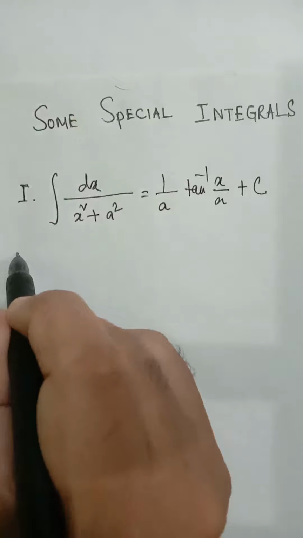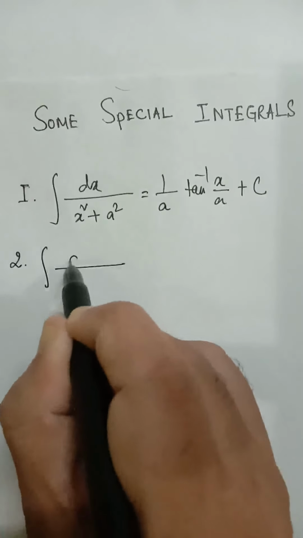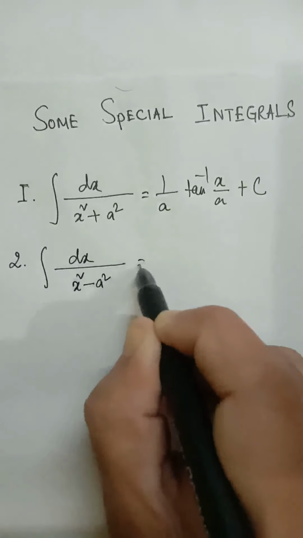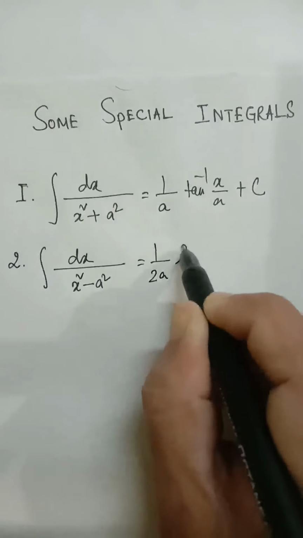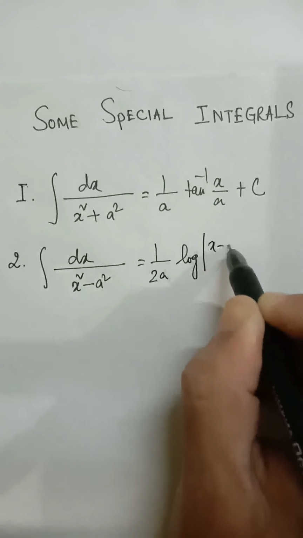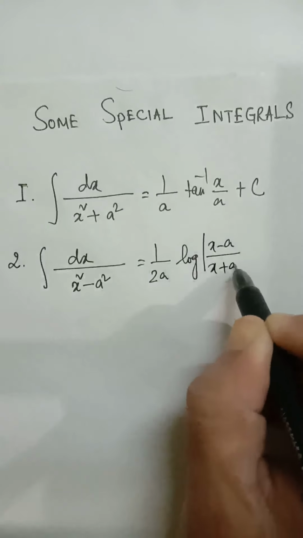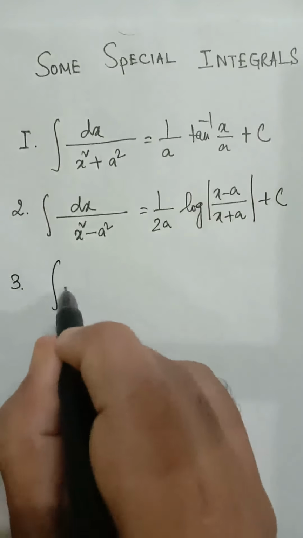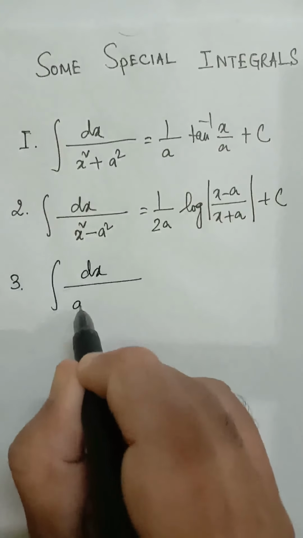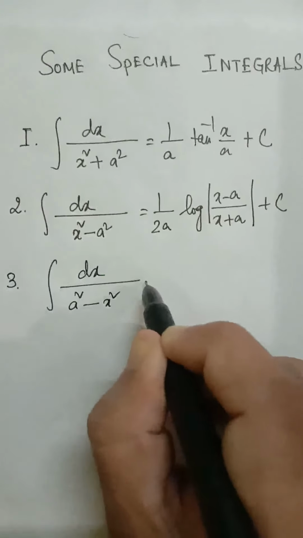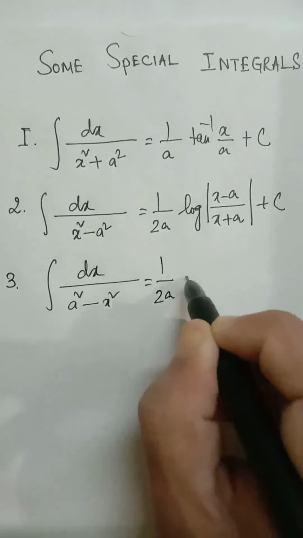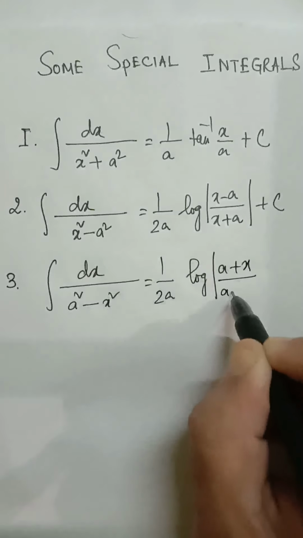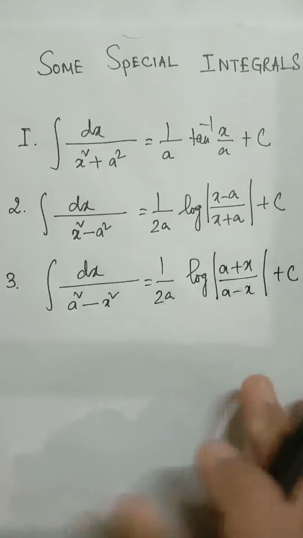Next, number 2: dx by x square minus a square is equal to 1 by 2a log of (x minus a) by (x plus a) plus c. Number 3: integration dx by a square minus x square is equal to 1 by 2a log of (a plus x) by (a minus x) plus c.